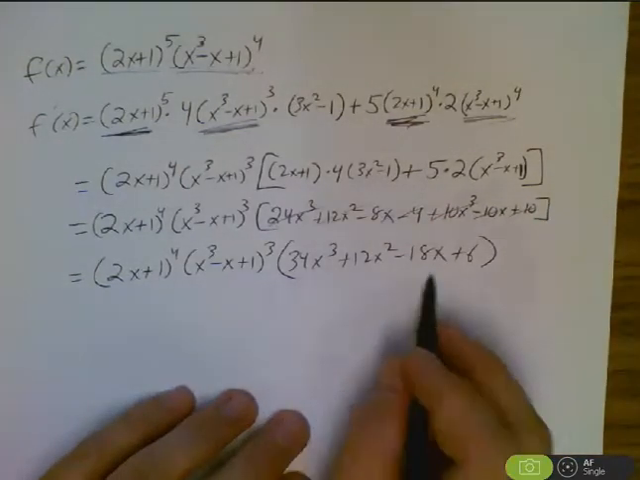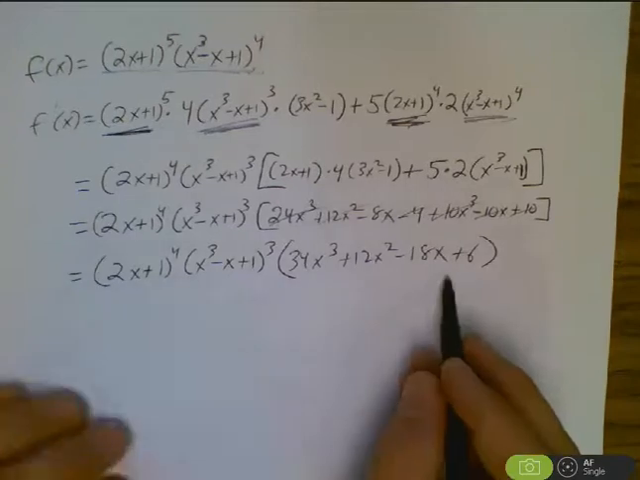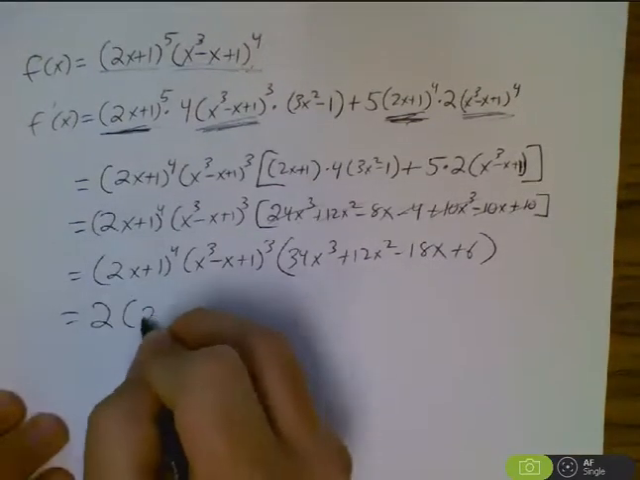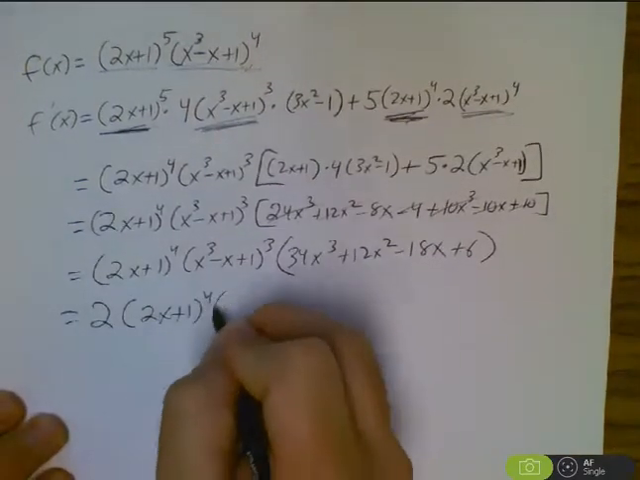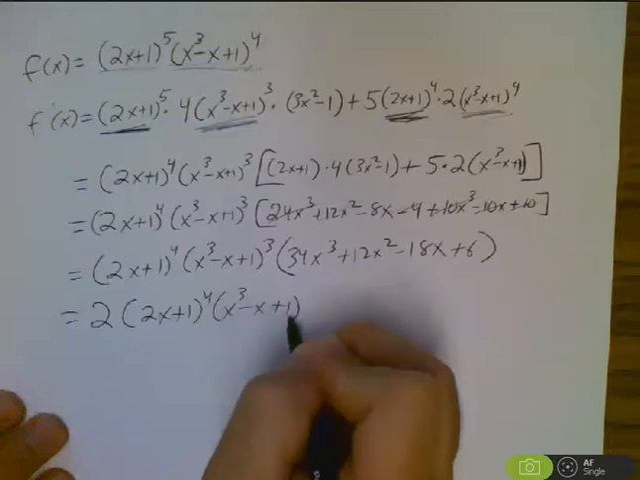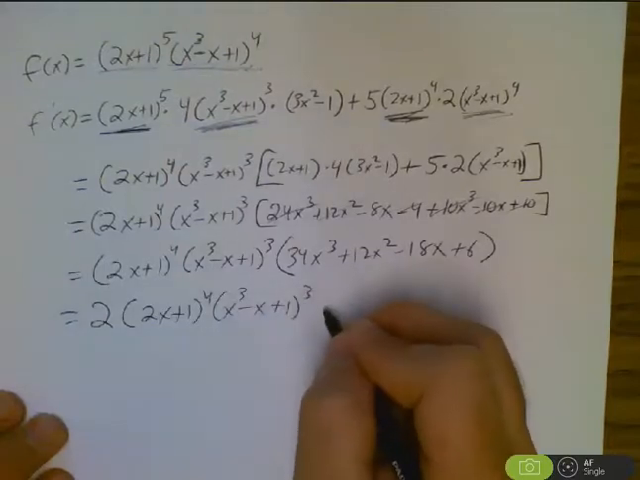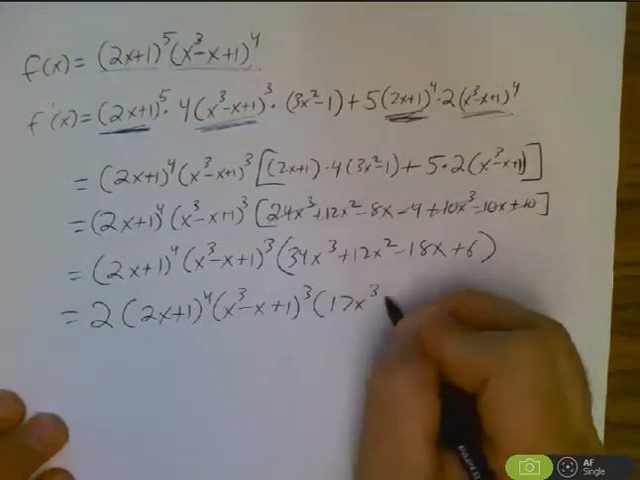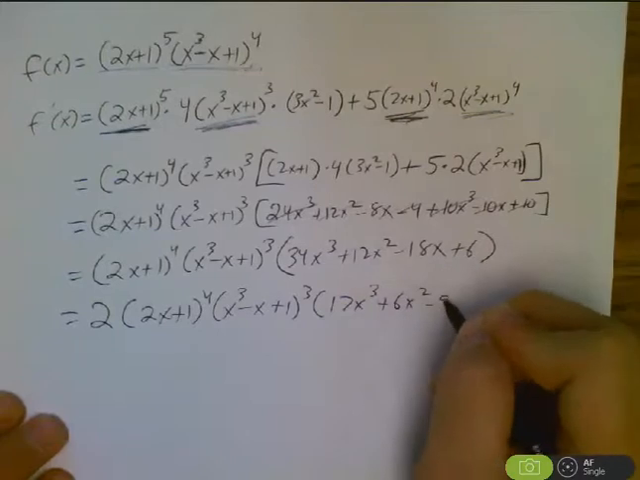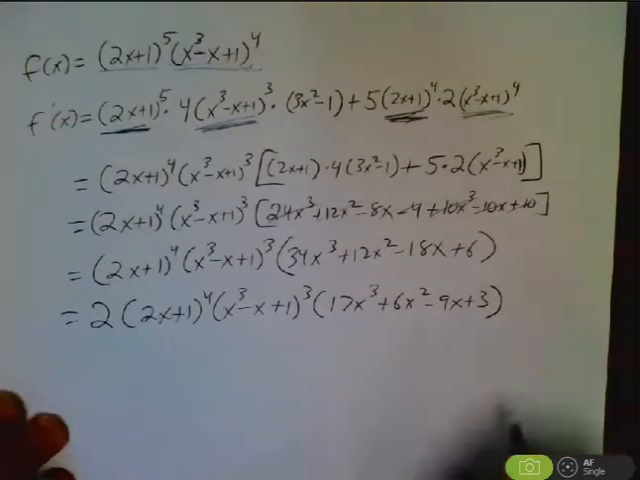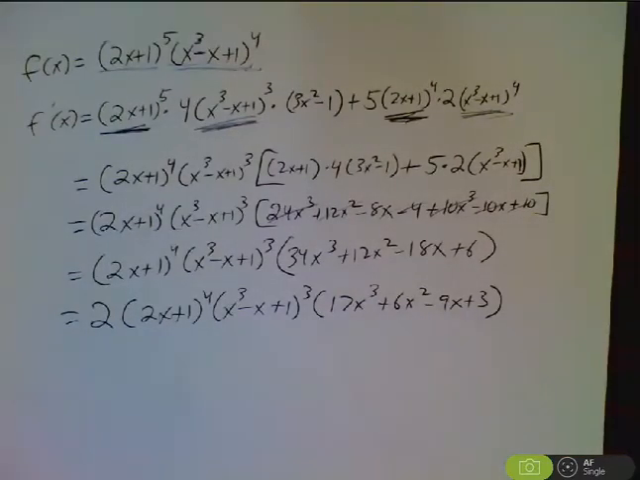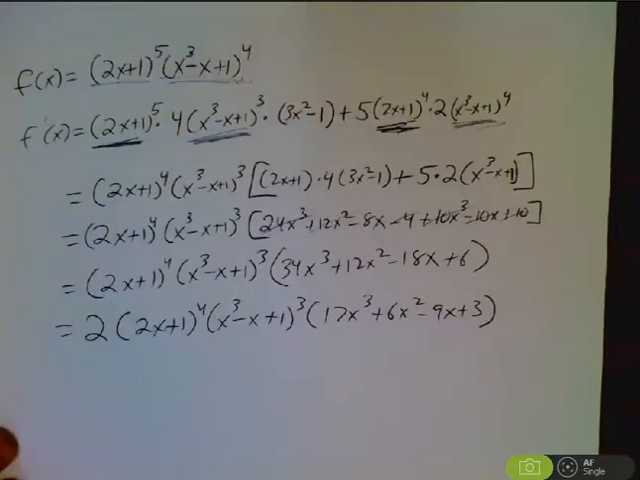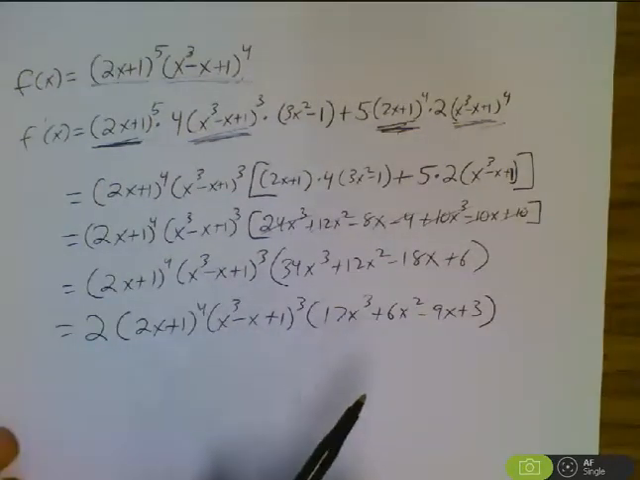And could I take out something else? Oh, geez. What can I do? Take out a 2, I guess? So 2x plus 1 to the 4th, x cubed minus x plus 1 to the 3rd, 17x cubed plus 6x squared minus 9x plus 3. I don't think I can do anything else. Let me just double check it. And I think we're good.